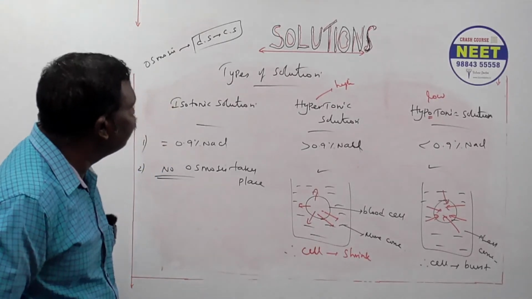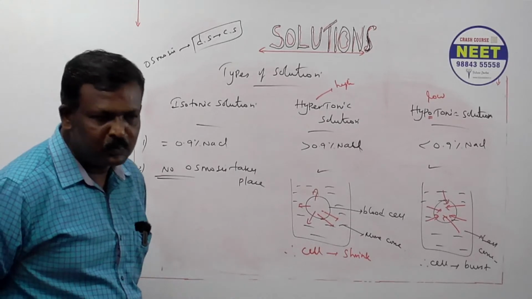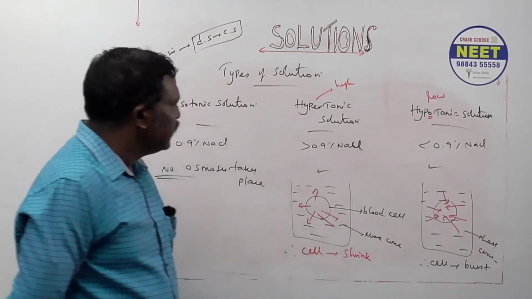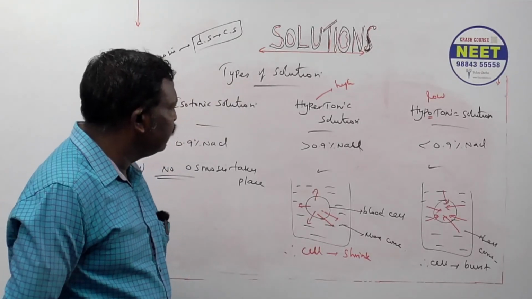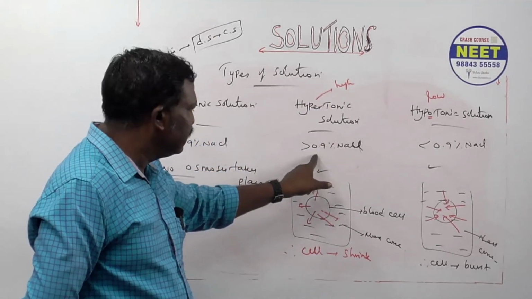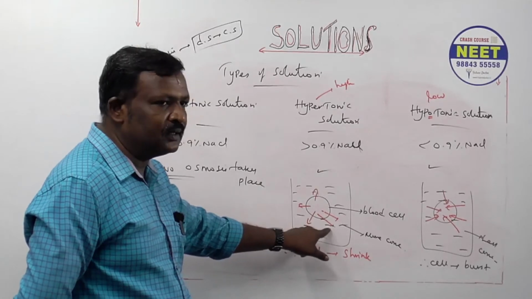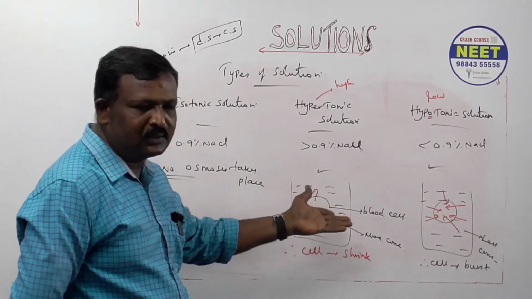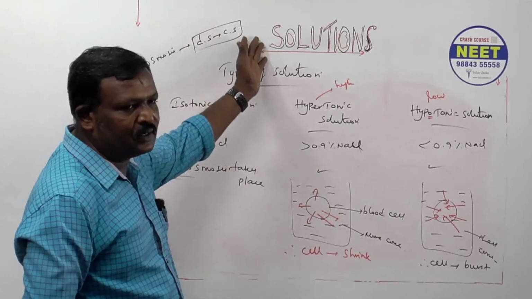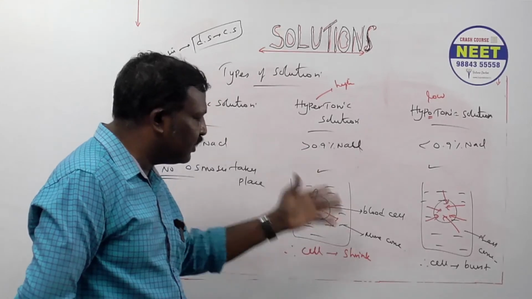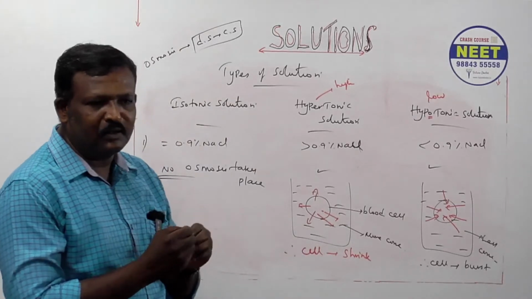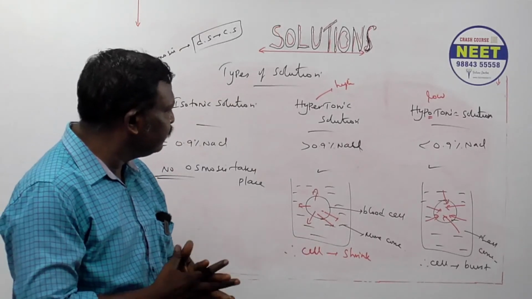Understood? Hyper means high. This will be high. Outside the blood cells we have higher concentration, so we can guess inside may be low concentration. Always the solvent moves from low concentration to higher concentration. So it will come out. All the solvent molecules will come out, which means the cell size will be what? Shrunken. It will be small in size.